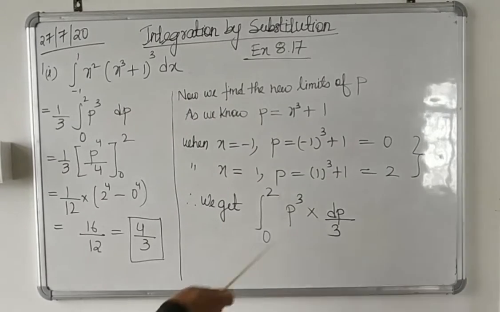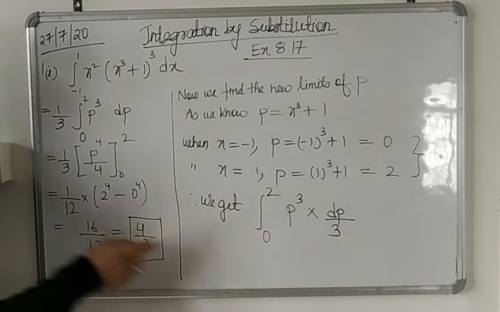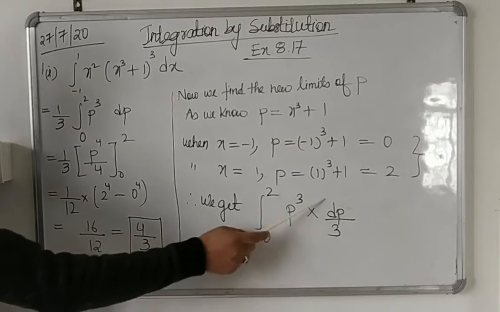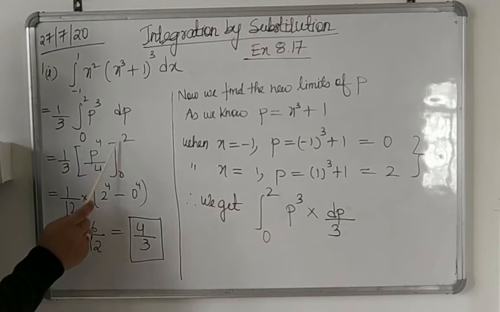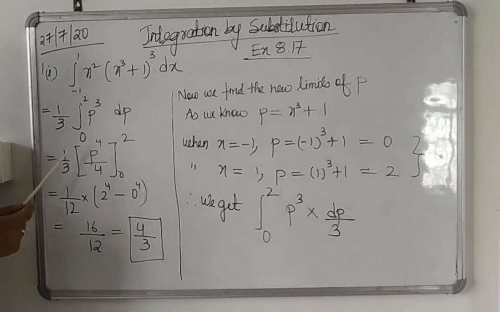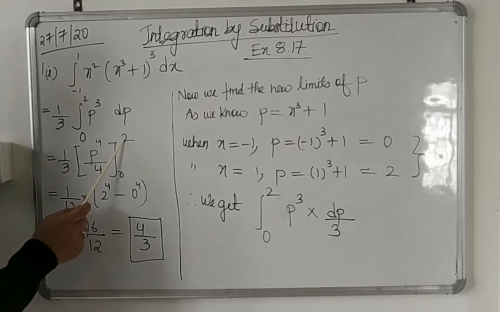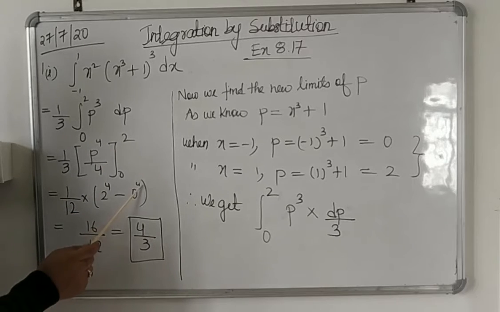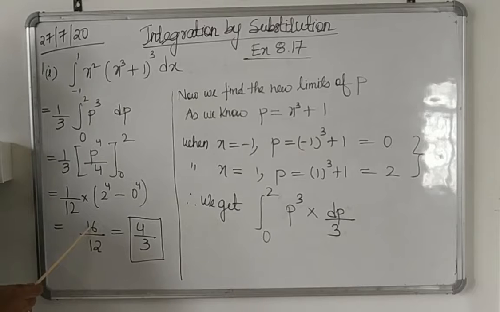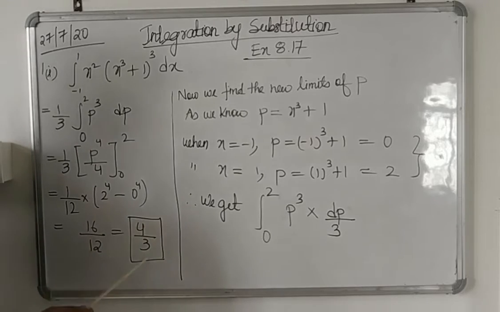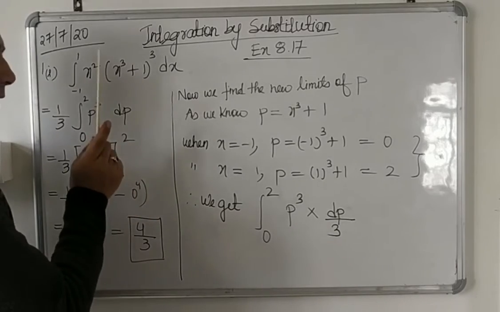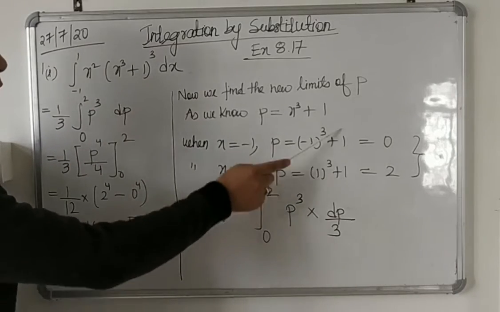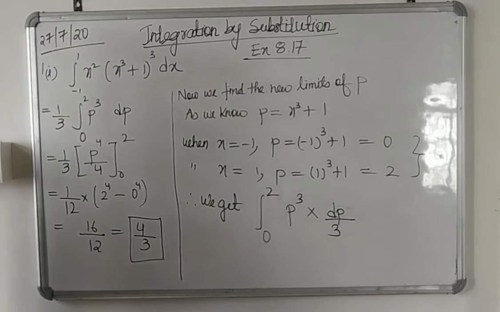Alright, so after this step, come back out here. This is 0 to 2, 1 by 3 constant, integration of p cube, you know, p to the power 4 by 4, from 0 to 2. So 1 by 12 constant, so put the upper limit, 2 to the power 4 minus 0 to the power 4, 2 to the power 4 is 16, and this is 0, so 16 by 12 will be 4 by 3. The calculation is very easy. The only important part of it is take the proper substitution and then to find the upper and lower limit. Otherwise it is the same.